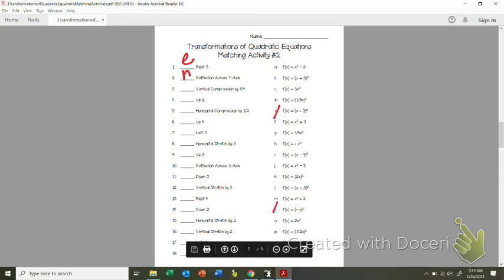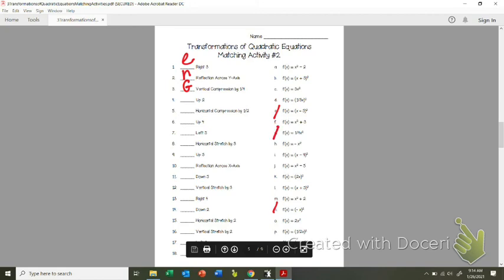All right, next, we are looking at a vertical compression of 1/4. Vertical compression of 1/4. Once you have your answer, raise your hand slightly. All right, Jalen, what did you put? G. Raise your hand if you put G. Good. Has 1/4 on the outside.